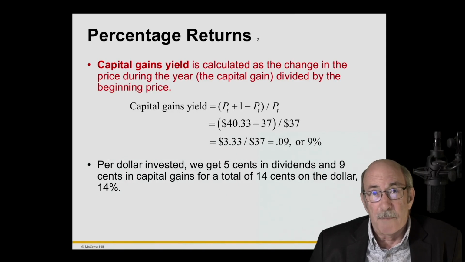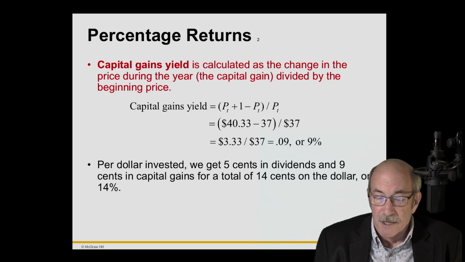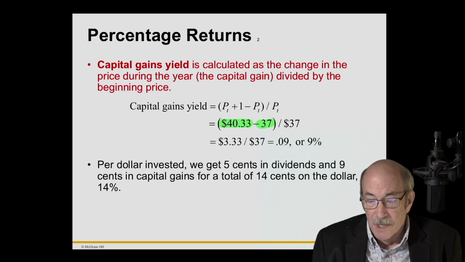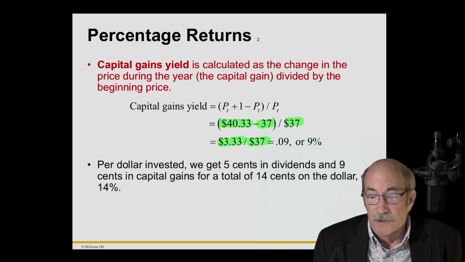The capital gains as a percent, again, we're going to take that $40.33, subtract off the 37 to get the actual gain, and then divide it by 37. So that's 3.33 divided by 37 gives us a 9% gain.